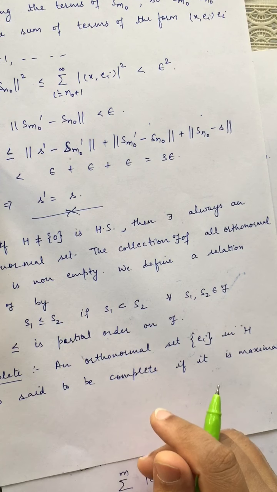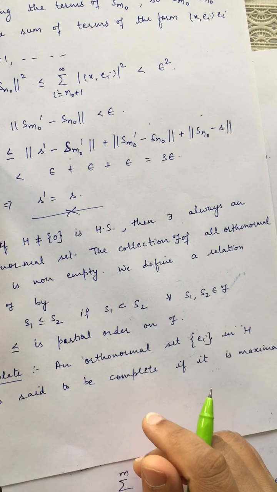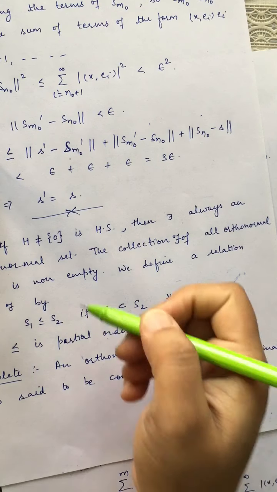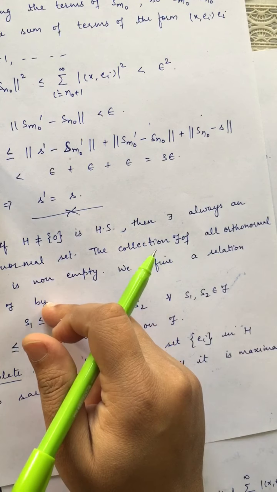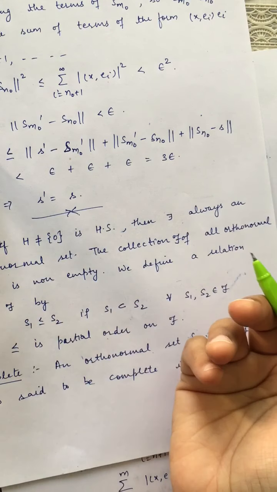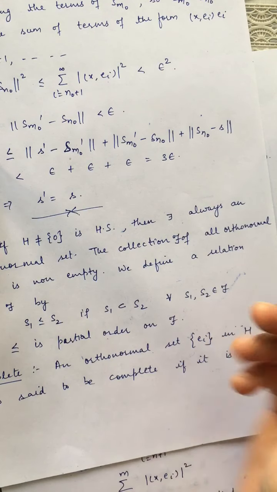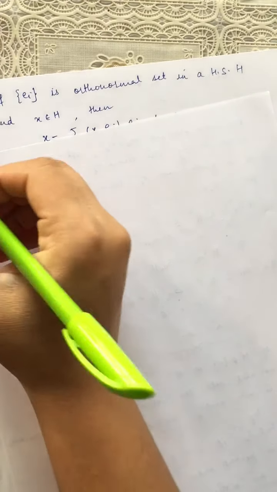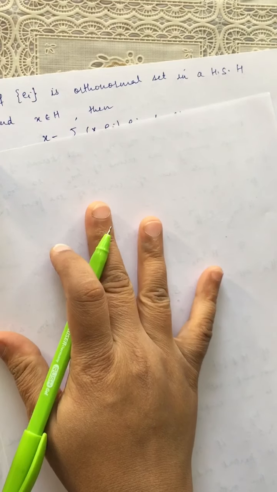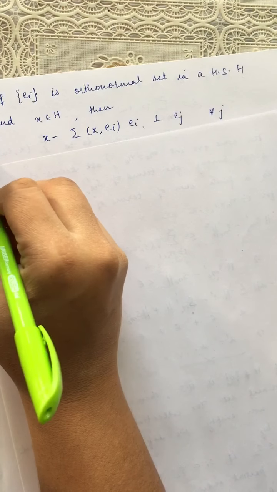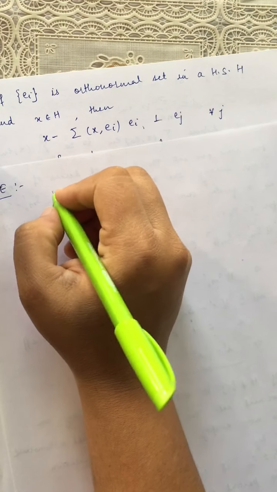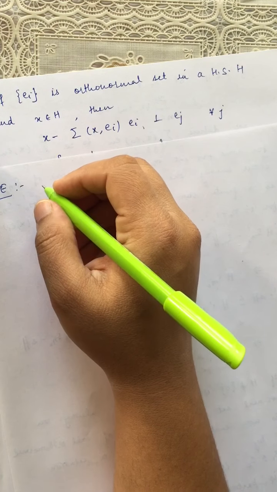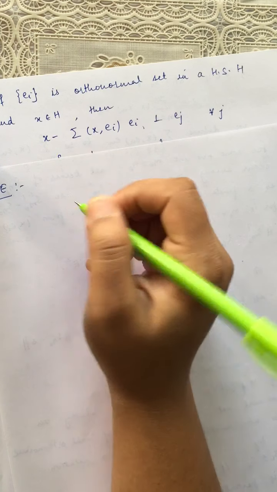So we will prove now that every non-zero Hilbert space contains a complete orthonormal set. We have written here that if H is a non-zero Hilbert space, it always contains an orthonormal set, but it also always contains a complete orthonormal set. So let us prove that. Theorem E: every non-zero Hilbert space contains a complete orthonormal set.